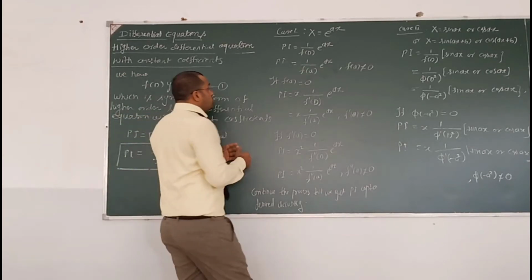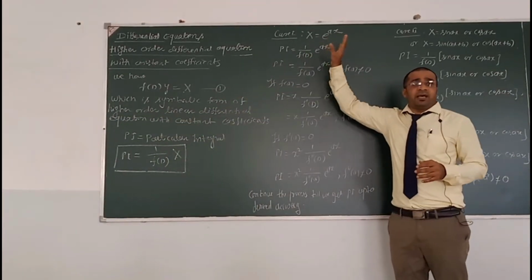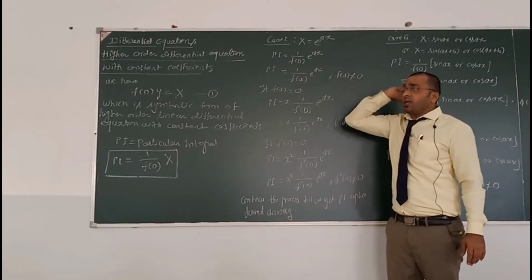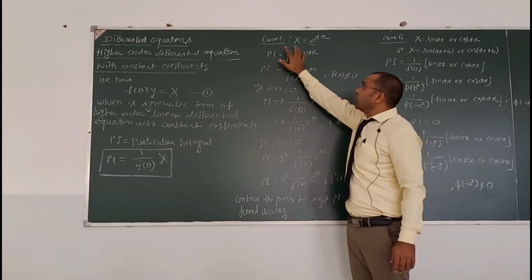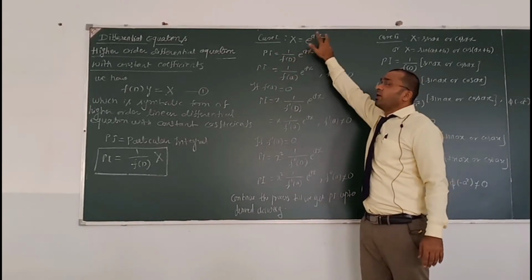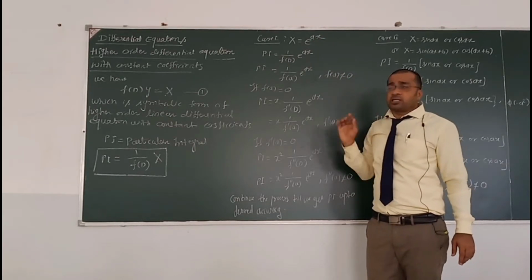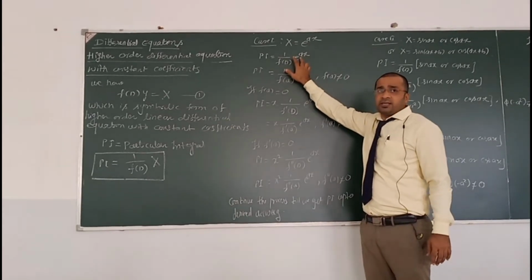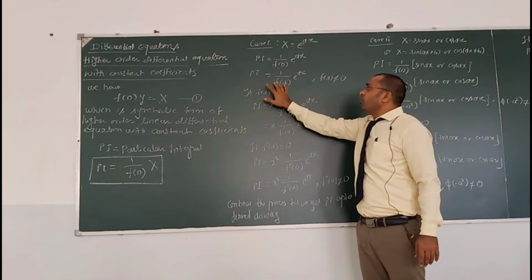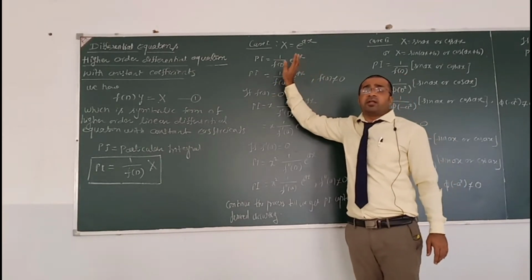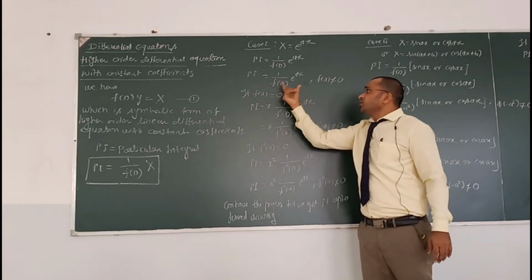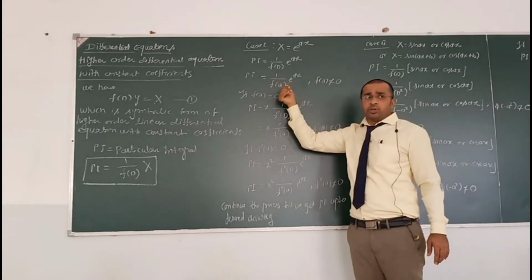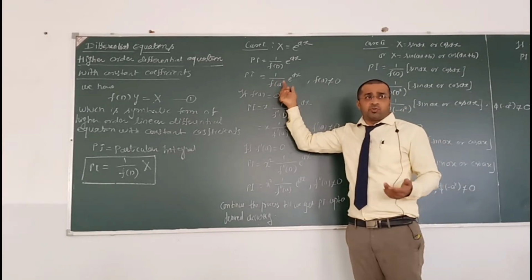Now we have different rules to find the PI. The first rule is when X is an exponential function, e raised to the power ax. The PI will then be 1 upon f of D into e to the power ax. It is a very simple case. In this case, I just replace D by the coefficient of x, that is a. So we have f of a into e to the power ax. This will be our required PI, provided f of a is not equal to 0, because if it is 0, we have 1 by 0, which is not defined. So we will not have a PI then.